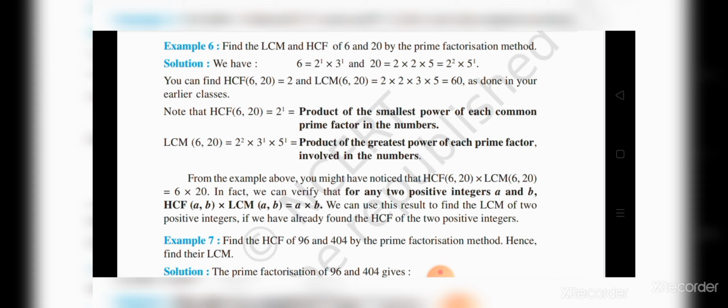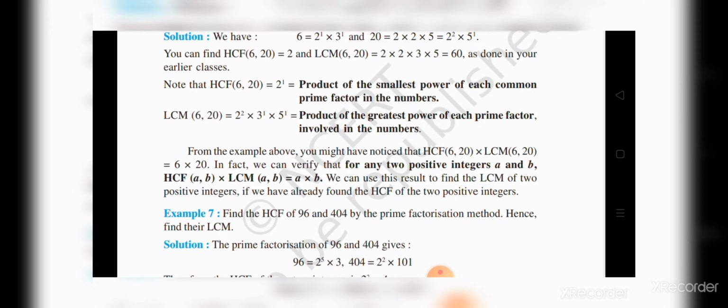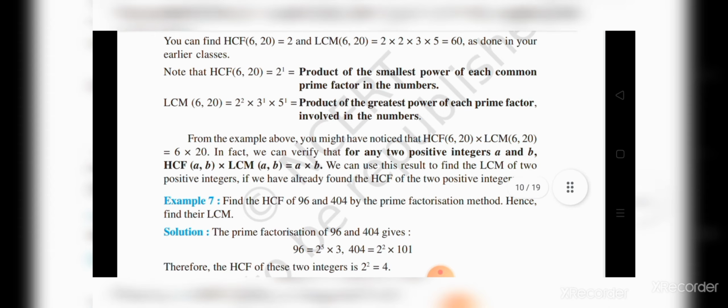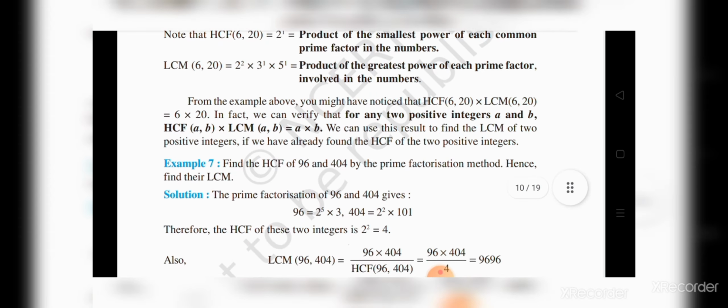Now it says HCF of 6 and 20 is the product of the smallest power of each common prime factor in the numbers, and LCM of 6 and 20 is the product of the greatest power of each prime factor involved in the numbers. We have learned this in previous classes. But a new thing we are going to see here is that from these examples we can find that HCF of two numbers multiplied by LCM of two numbers gives the product of the two numbers. So with this we can find the LCM of two positive integers if we know the HCF of these numbers. Okay, so we will see another example.